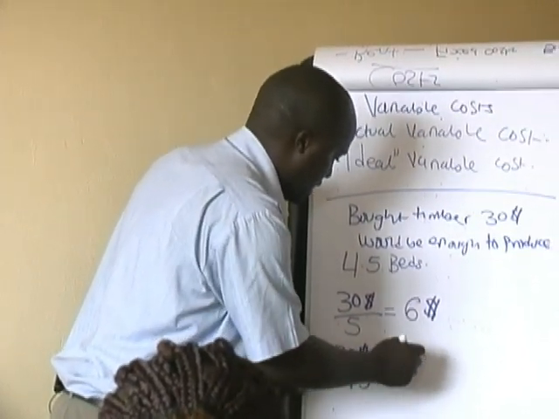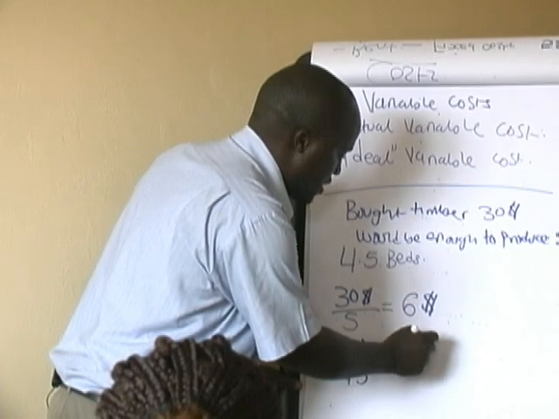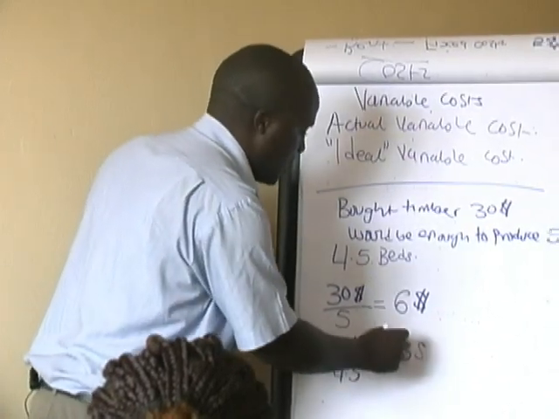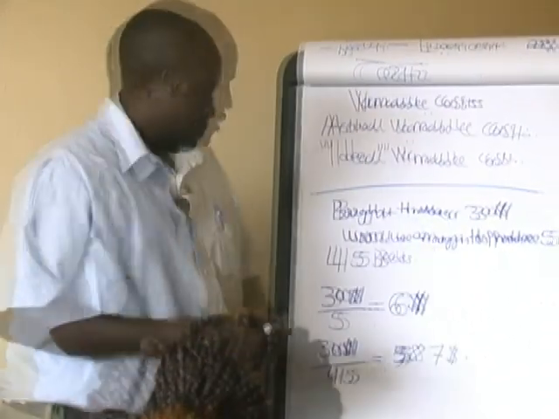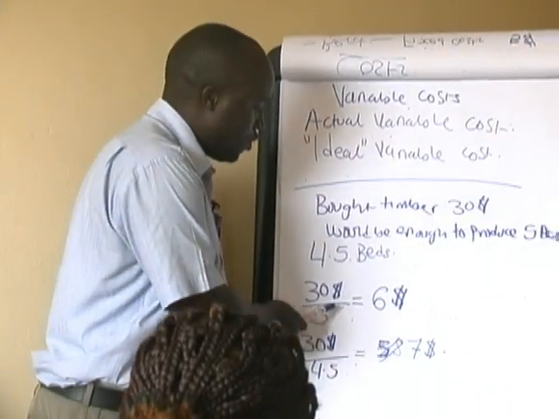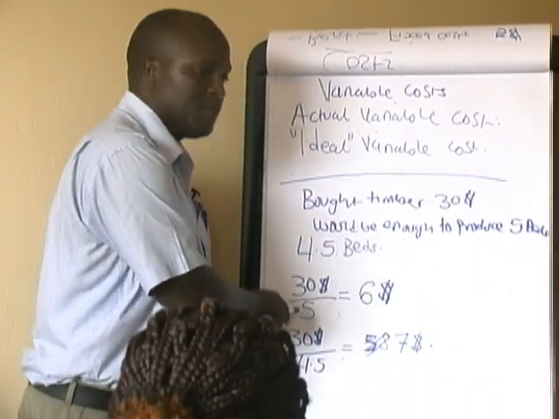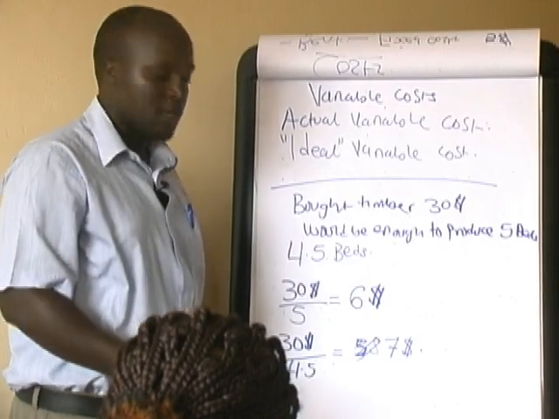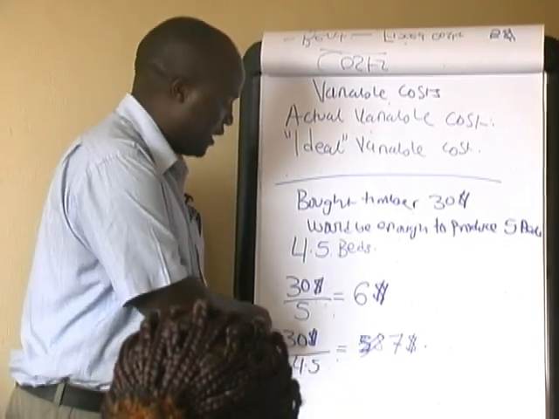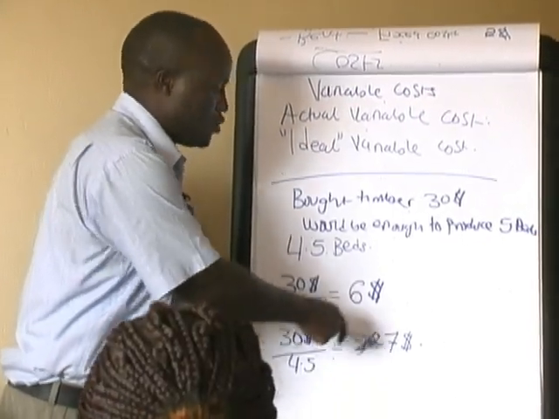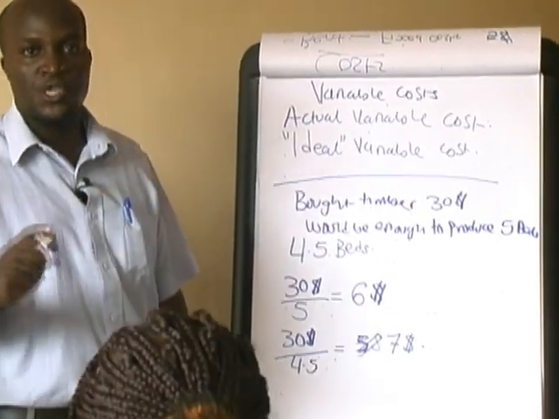You'll be able to get what? You'll actually be spending more. It will go up. If before you got the 5 beds, you would be spending $6 on each. But by not getting enough wood to cover this, you're actually spending $7. So your costs go up.